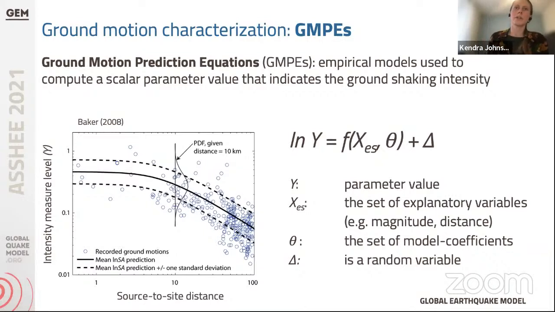And this random variable comes in because, as you would expect in nature, we're not seeing a precise, tightly constrained range of values for each set of explanatory variables. And so the plot on the left here is indicating this, showing that the recorded ground motions shown in blue are distributed around the mean prediction, and then that standard deviation term is shown as a PDF.